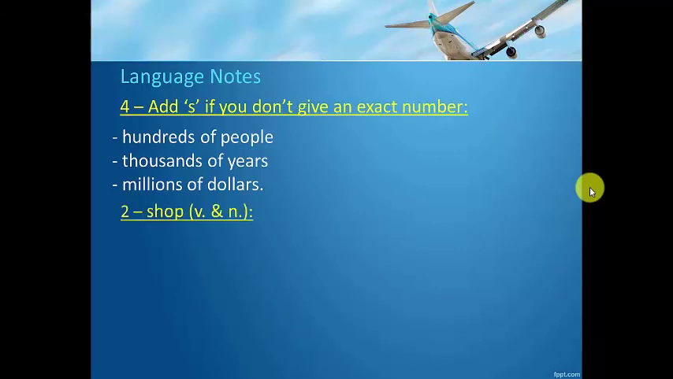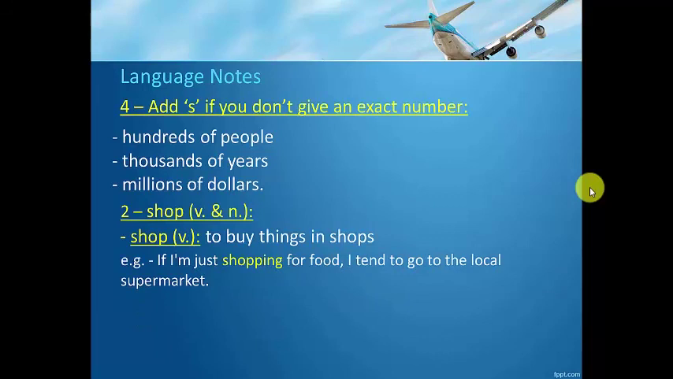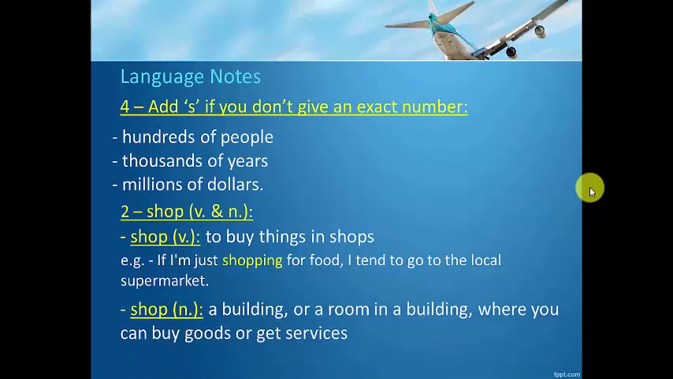Shop, the word shop, and shop here is a verb and it's also a noun. We can use it as a verb and we can use it as a noun, like in this definition, shop as a verb, to buy things in shops. For example, if I'm just shopping for food, I intend to go to the local supermarket. Here we used shop as a verb. But shop as a noun is a building or a room in a building where you can buy goods or get services. For example, I need to go to the shops. I've got no food in the house.